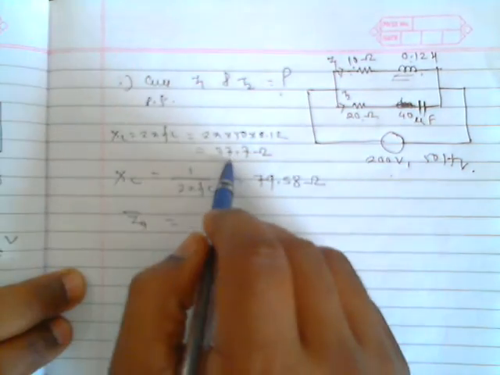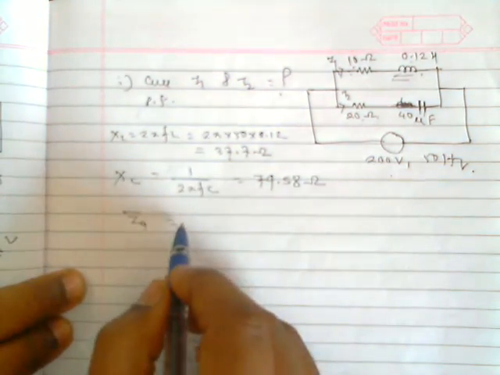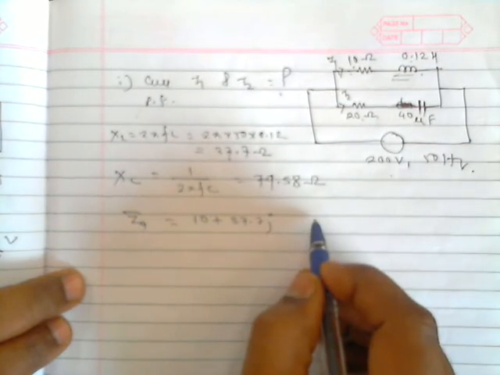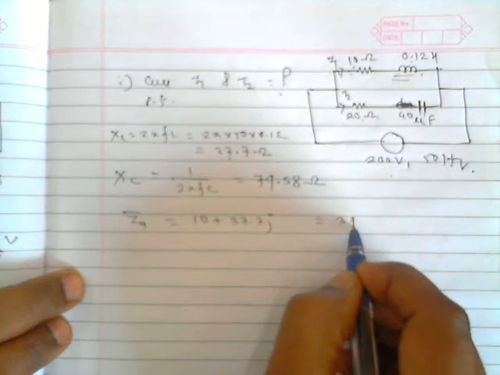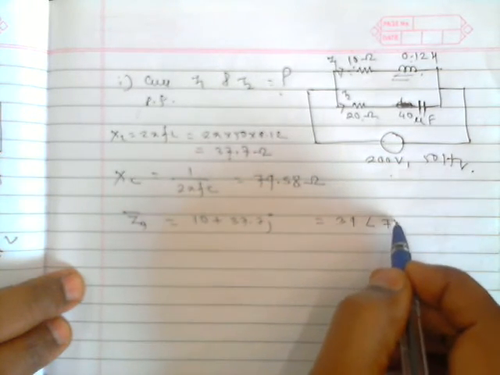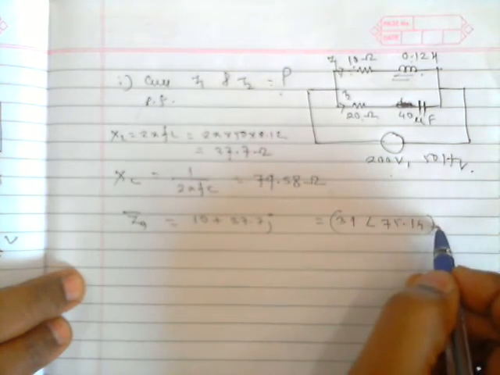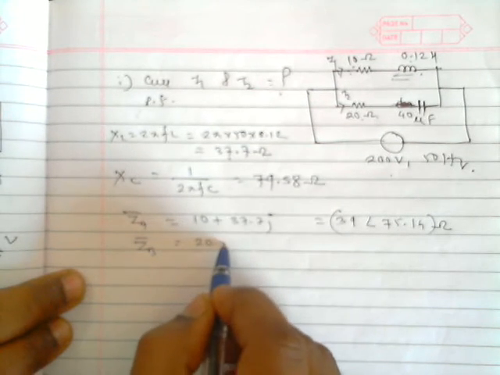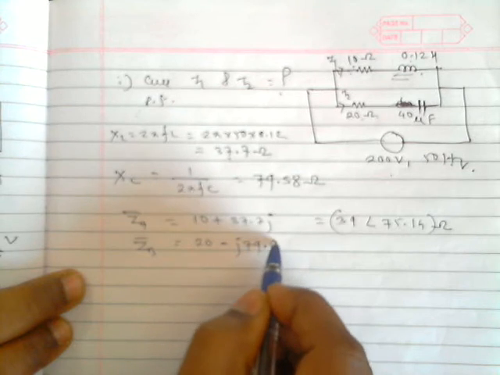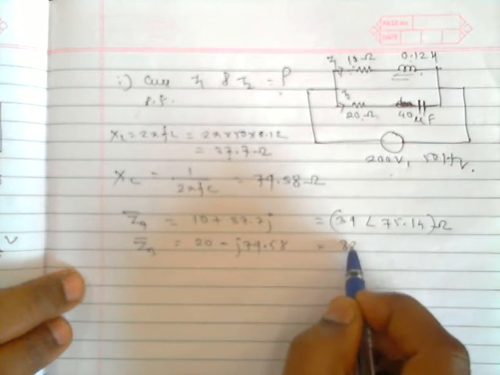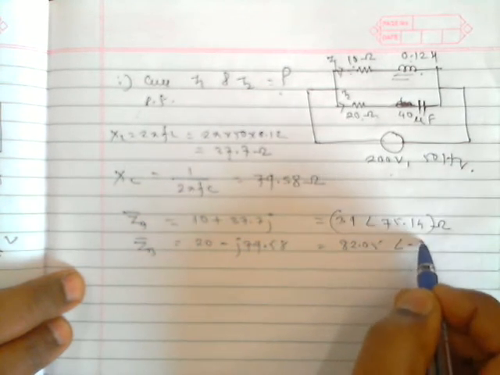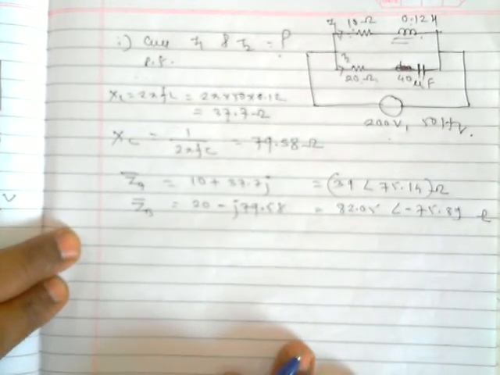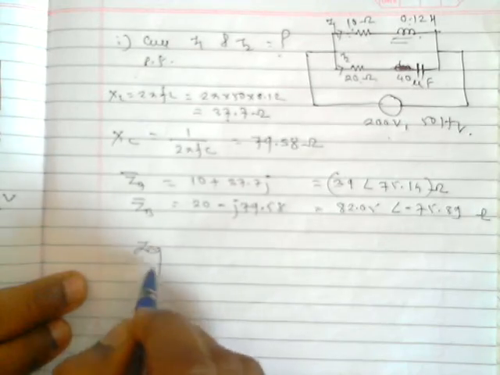ZA is given as 10 plus J 37.7, which I can write as 39 at an angle 75.14 degrees. Similarly, ZB bar is given as 20 minus J 79.58. So it is 82.05 at an angle minus 75.89 ohm. Okay. Now simply find out the equivalent impedance.